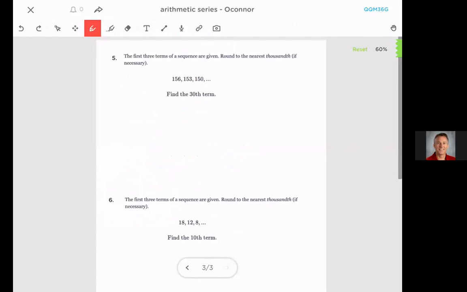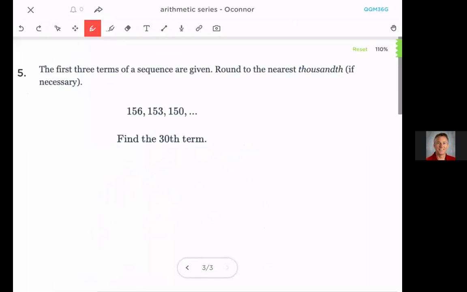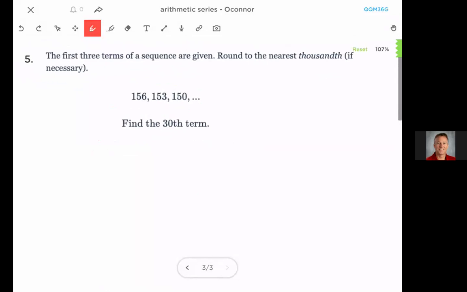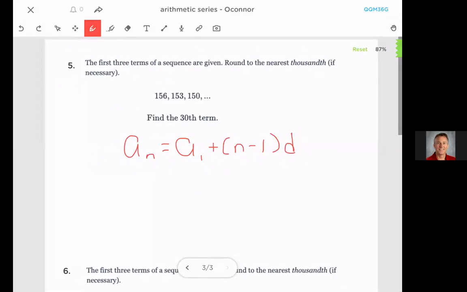I'm going to do one on the third page now. This is going back to kind of where we started with this. The first 3 terms of the sequence are given. We want to find the 30th term. So this is a sequence, and it's arithmetic. We do a sub n is equal to a sub 1 plus n minus 1 times d, and we're trying to find the 30th term. So our a sub 1 is 156, plus our n is 30 now because it's the 30th term, and our d is going to be -3 because it goes down 3 and down 3 and down 3.